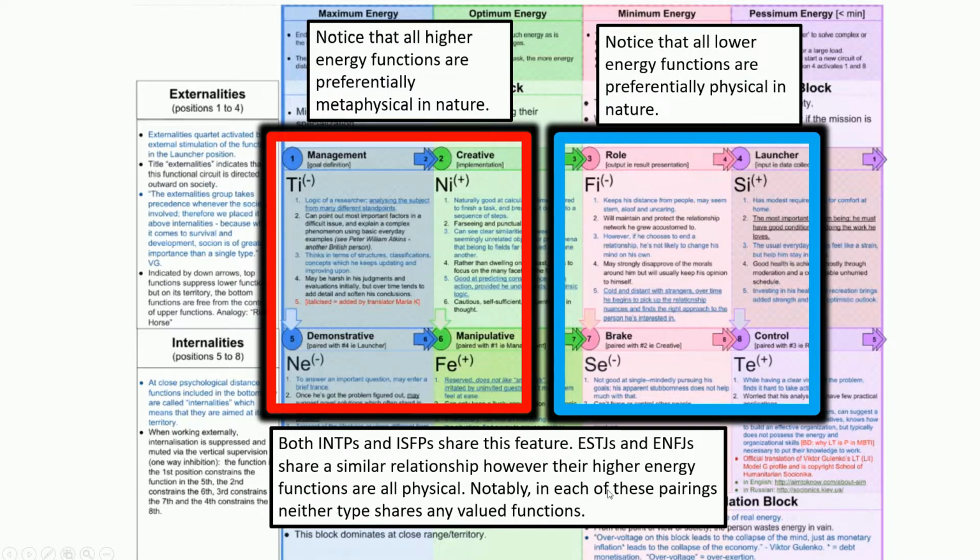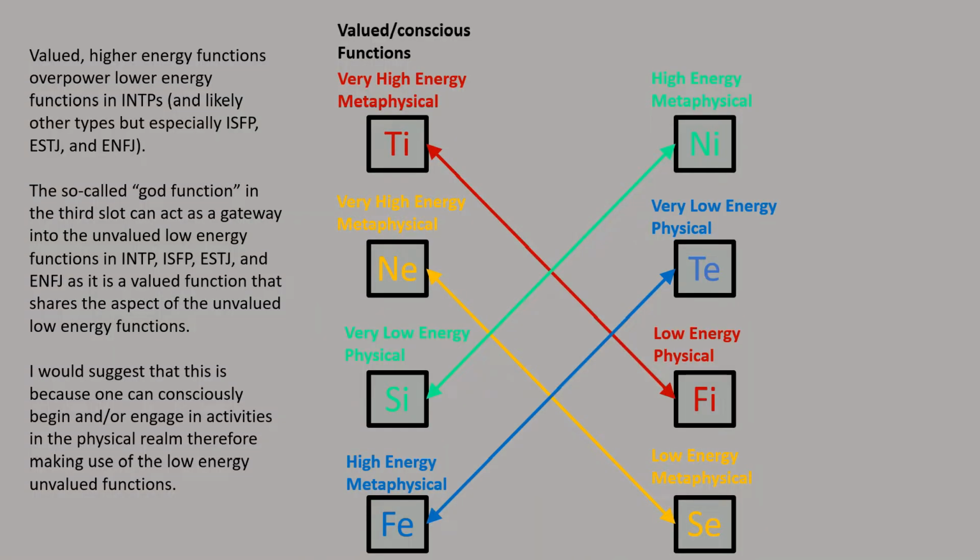And notably, in all these pairings, neither type shares any valued functions. So INTPs, ISFPs, all of their valued functions, all of their conscious functions are completely different, which kind of makes sense, but you wouldn't necessarily get that from just looking at it without considering the aspect side of things and these energy levels. It's interesting, and I think it has use, which is what this next slide is about.